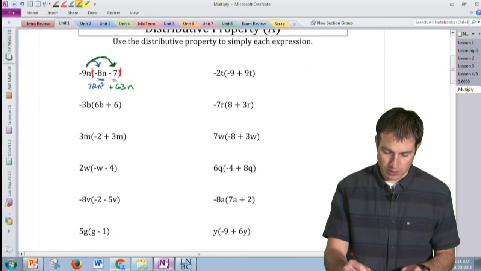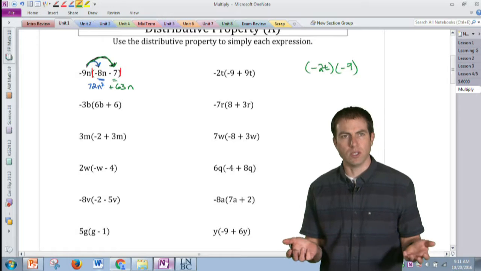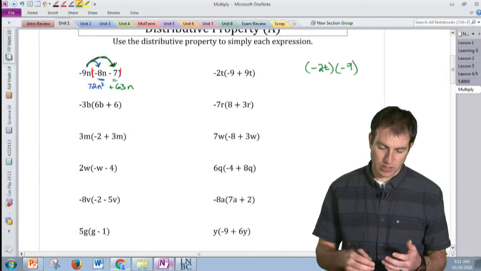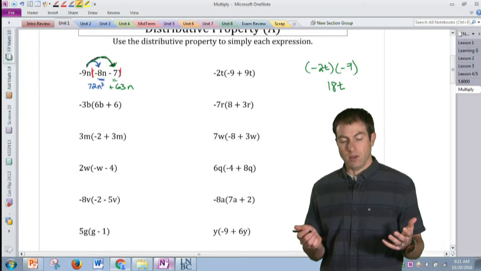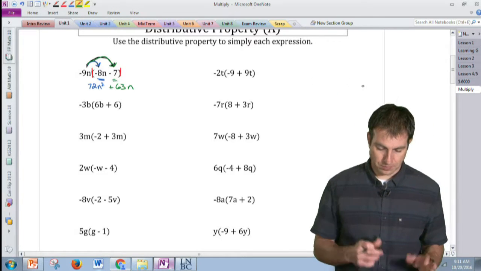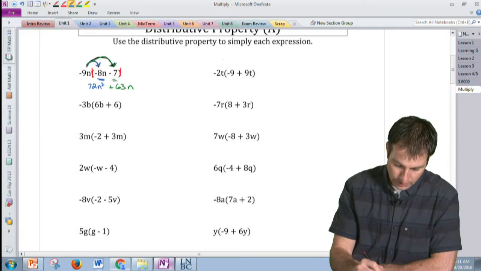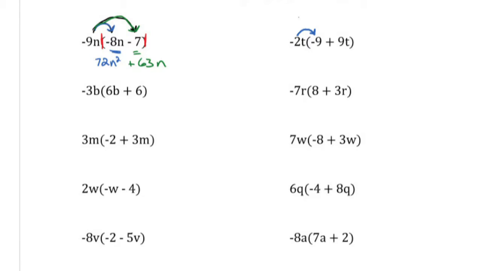If I wrote a question like something like negative 2t times negative 9, you guys would likely know what to do with that. You'd multiply the 2 and the 9, you get positive 18t. All we're doing is just doing multiplication kind of twice, and then, if we can, combine it together. So let's do this next one. Again, whatever's outside of the brackets needs to get multiplied by both things inside. So negative 2 and negative 9 gives me positive 18, and then t times nothing, or just a 1, I suppose, is t.